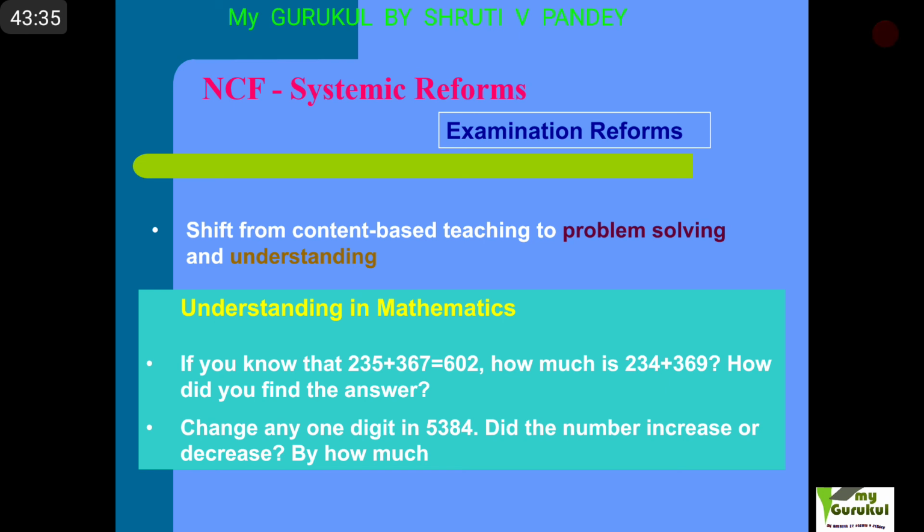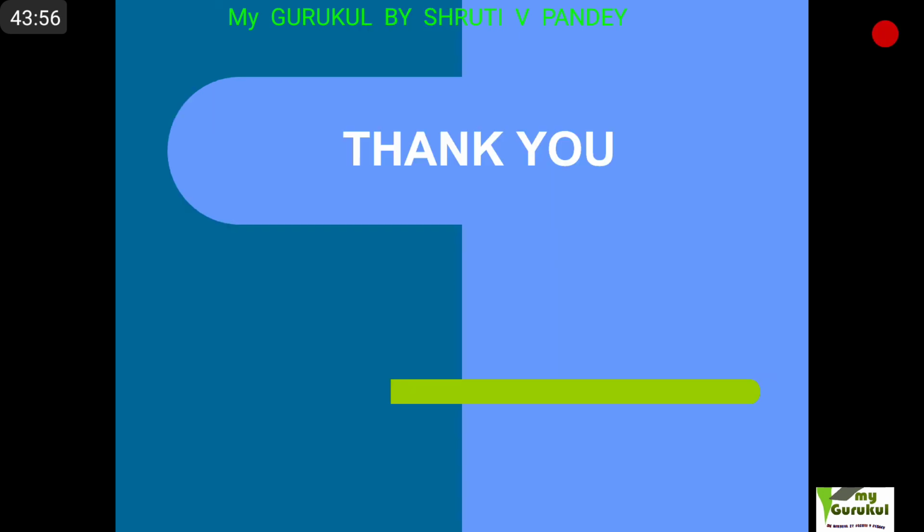If you know that 235 plus 367 is equal to 602, how much is 234 plus 369? How did you find the answer? Change any one digit in 5384. Did the number increase or decrease? By how much?